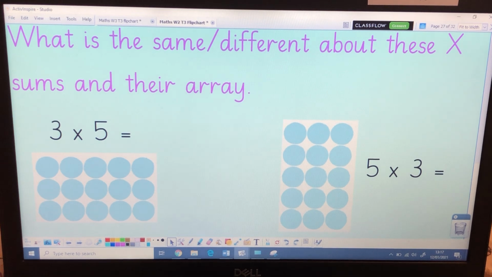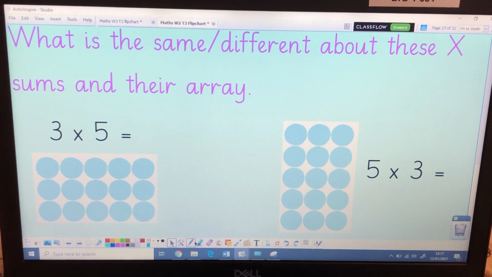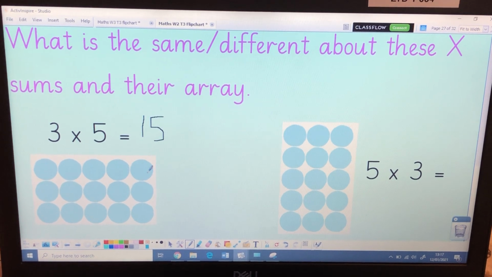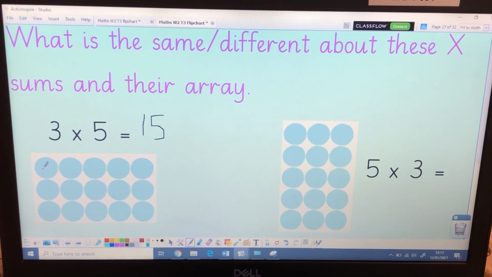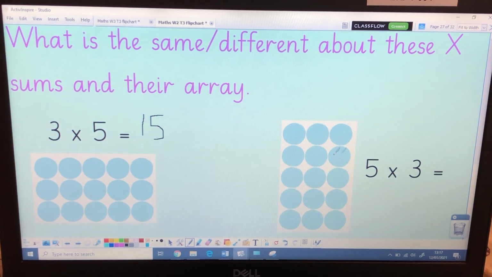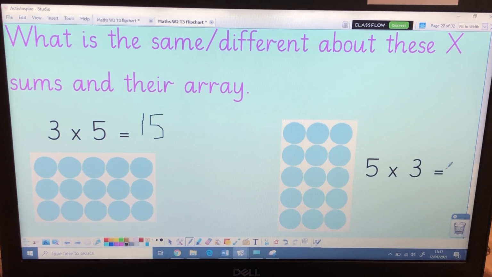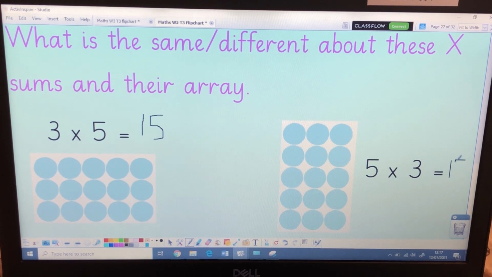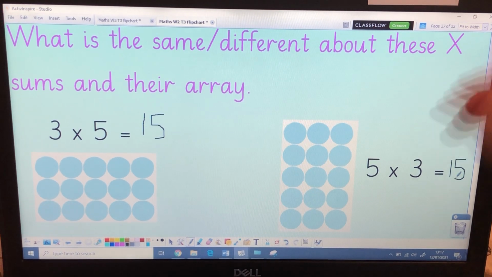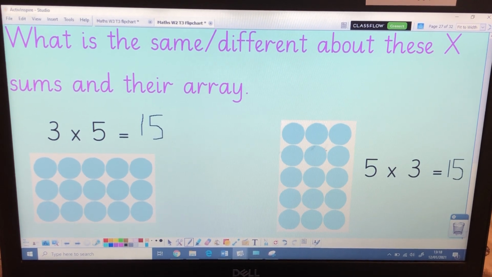So we already know the answers to this because we've just answered it. So we can pop our answers in here. We know that 3 lots of 5 make 15. And we've got an array here, haven't we? We've got our 3 groups and we've got the 5 in each group. Okay, so 5 times 3. We also know that that's 15 from the previous slide. But I wonder if you can tell me what's different about these 2 arrays.